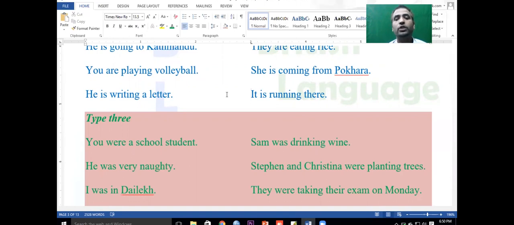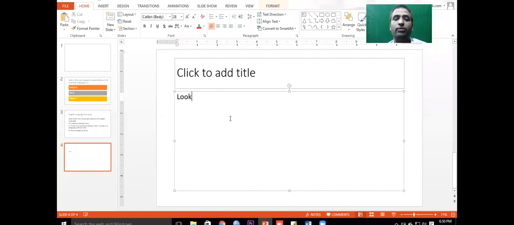So these three types of be verbs are more casual and popular in the English language. The first one deals with the use of be verb only. The second category is be verb with a main verb. And the third category is be verb in past tense. Let me do that one here.